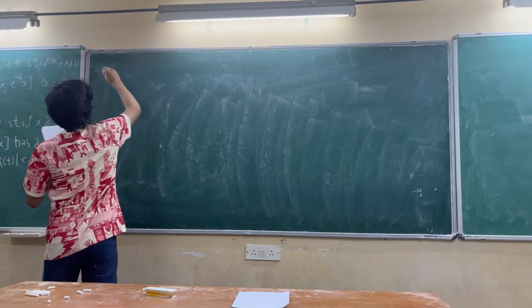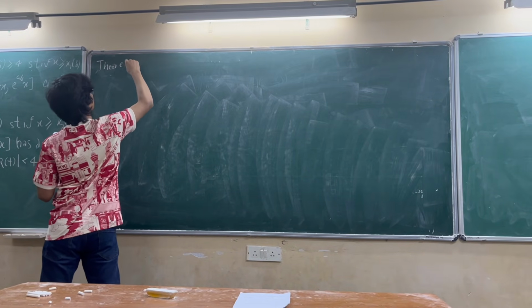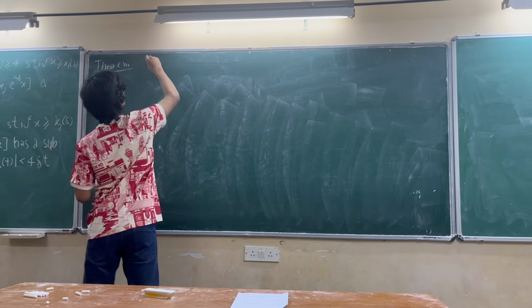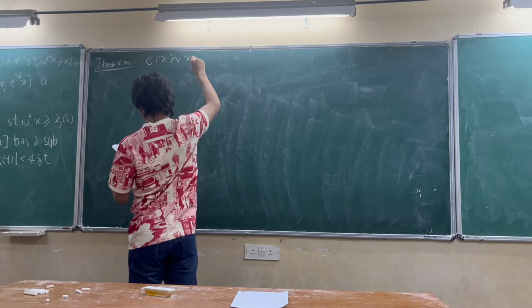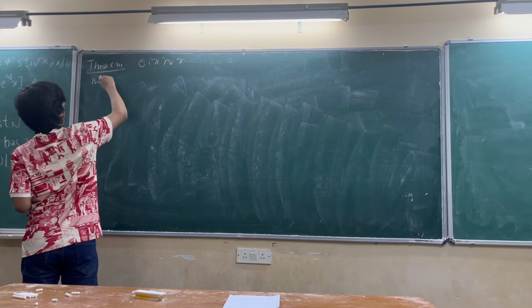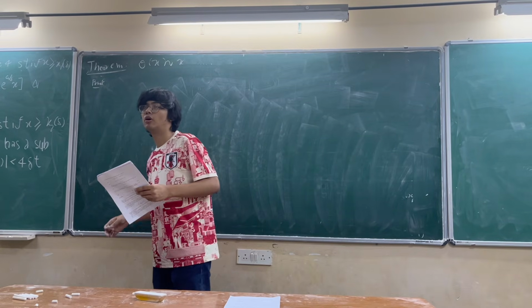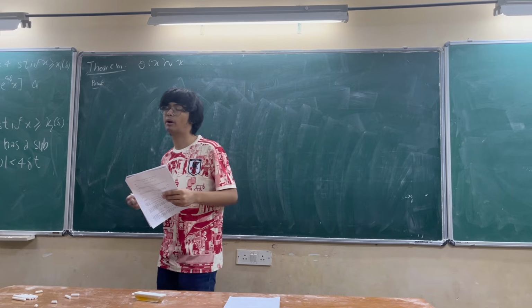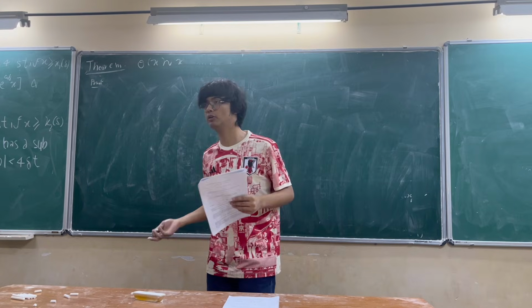So, theorem: theta x is asymptotic to x. Proof. By Chebyshev's theorem, we know that lim sup of theta of x is bounded above by log 4 and lim inf of theta of x is bounded below by log 2.